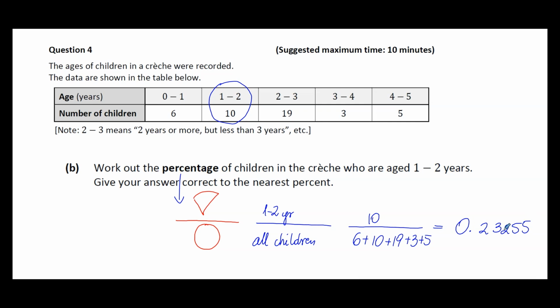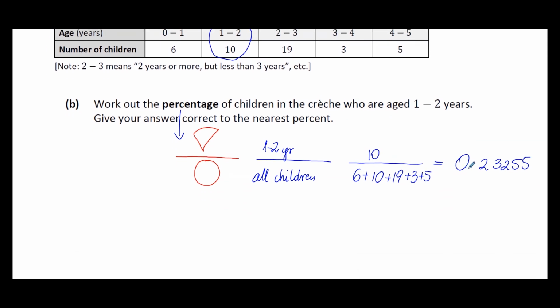In this case it is 0.23255. Now, a decimal can be changed to percentage. How? We either multiply by 100 or we take that decimal and move two places. So that means 23.255%. And the question says to the nearest percent. Therefore, we cut off the decimal, and since the decimal is less than 5, we are left with 23%.